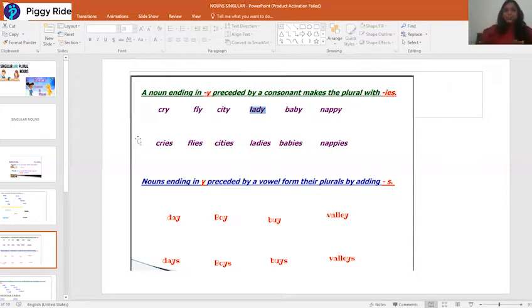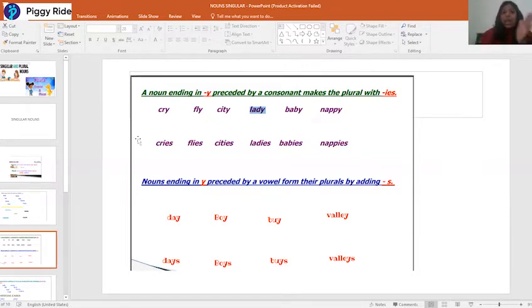And the next example is BABY. So we convert it into plural BABIES. Okay. And the very last example, nappy, NAPPY. So we convert it into the plural form NAPPIES. So there are many more examples. I just wanted to make the concept clear that whenever a noun is ending in Y preceded by a consonant, we make it plural by adding IES. Okay, kiddos? Now let's go to the next part.